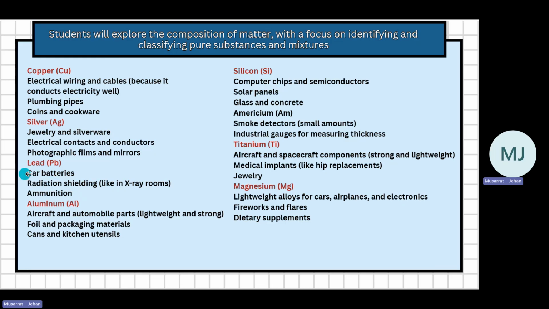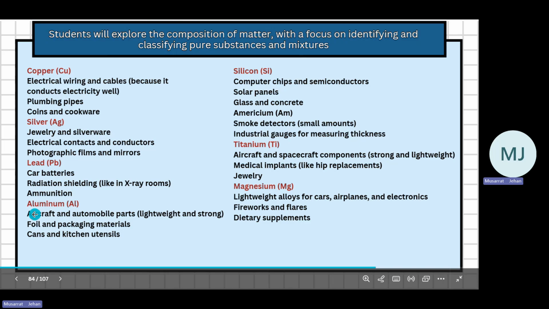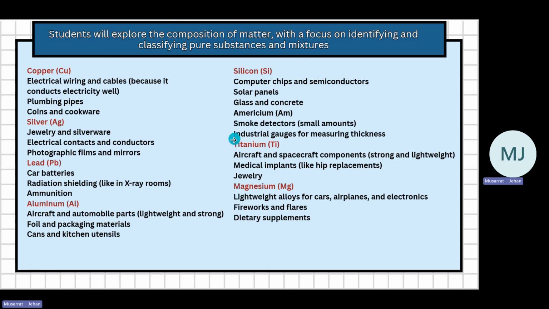Lead is used in car batteries. It is used for shielding us from X-rays. Like you have to wear those aprons with lead sheets in them, so that X-rays do not harm you. Aluminium is used in aircraft and automobiles because it's lightweight and strong. We use foil for packing materials. Cans are used in the kitchen. Silicon, I already told you, computer chips. Americium, I already told you, smoke detector. Titanium, this I have already told you. So please go through this slide and remember the uses of these elements.